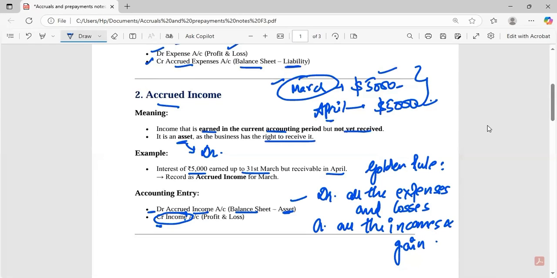Income has a credit balance, so I credited income here. And accrued income is an asset because we have the right to receive it, so that's why we debit it over here. All right, so you should know how the accounting entry is made and where the effect goes. The effect of accrued income goes in the balance sheet and the effect of income goes into the profit and loss account.